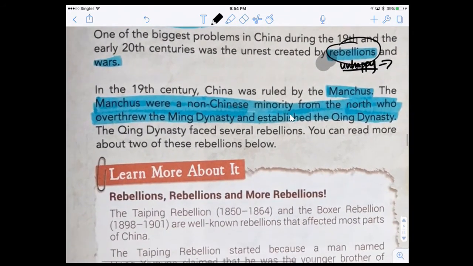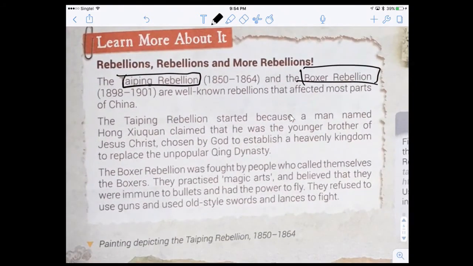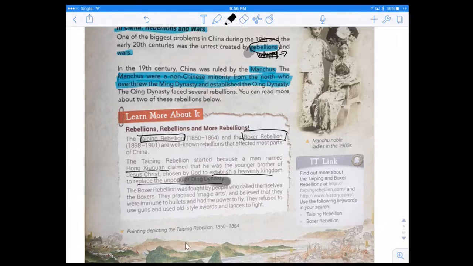So, two rebellions that happened in China are the Taiping Rebellion and the Boxer Rebellion. You can read more about it here. Taiping started from this guy, Hong Xiuquan. He claimed he's the younger brother of Jesus Christ, chosen by God to establish a heavenly kingdom to replace the Qing dynasty. So, what is the dynasty they're unhappy with? Okay, so the Taiping Rebellion and the Boxer Rebellion were both against the Qing dynasty. So there you have rebellion.